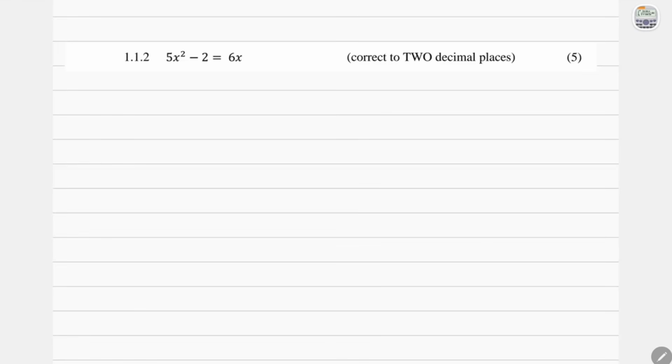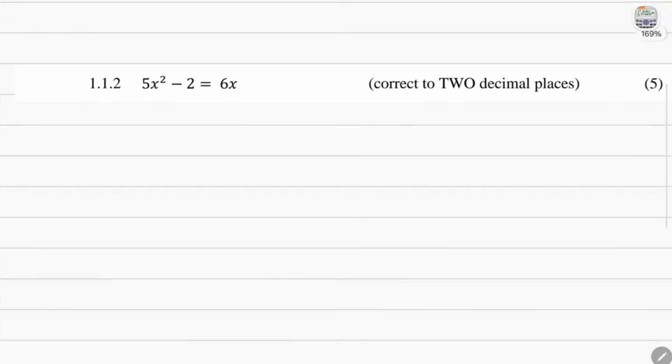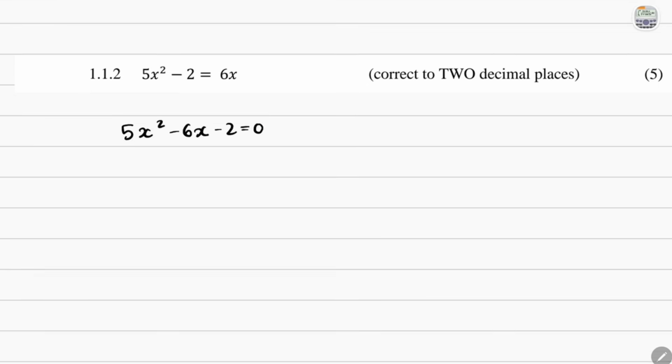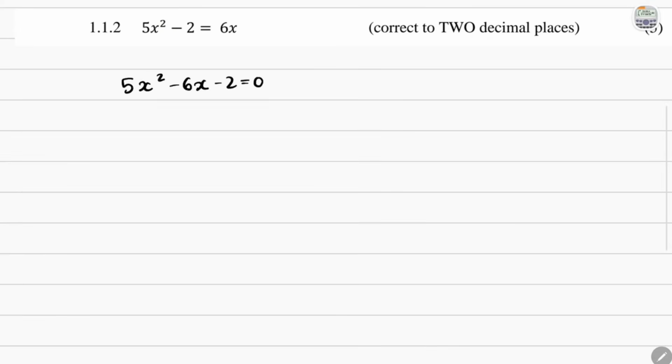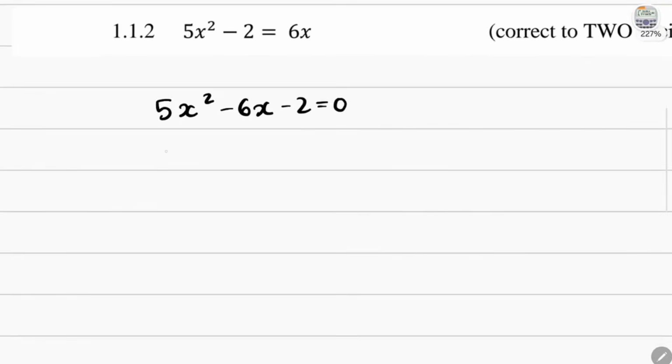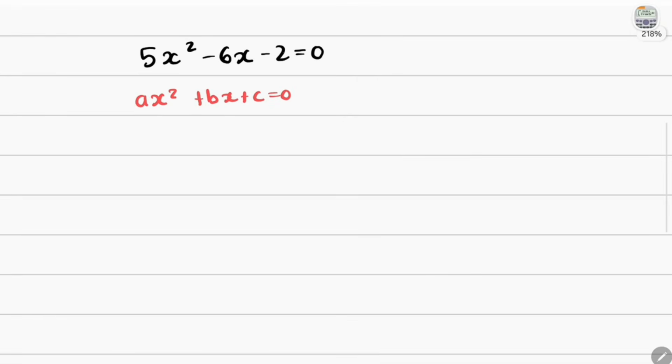Question 1.1.2 says we have to solve for x correct to 2 decimal places. Now, do you notice that in this question, we have one side of the equation that is not equal to 0, despite this being a quadratic equation. So what we can just do is transpose this, and so we have 5x squared minus 6x minus 2 is equal to 0. Now we have to correct to 2 decimal places, so this means that we're going to have irrational solutions. And since it is a quadratic equation in the form ax squared plus bx plus c is equal to 0, we can now use the quadratic formula on this.